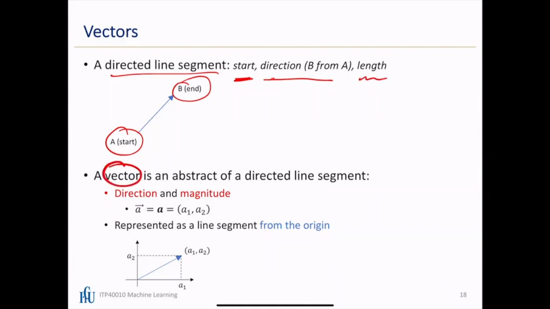And now let's talk about vector. A vector is an abstraction of what we just discussed. A vector is an abstraction of a line segment. Why is it abstract? Because we only want to focus on direction and magnitude. Basically we don't specify the starting point of every vector. So we don't know where it starts, but we know the direction and we know the magnitude or length.